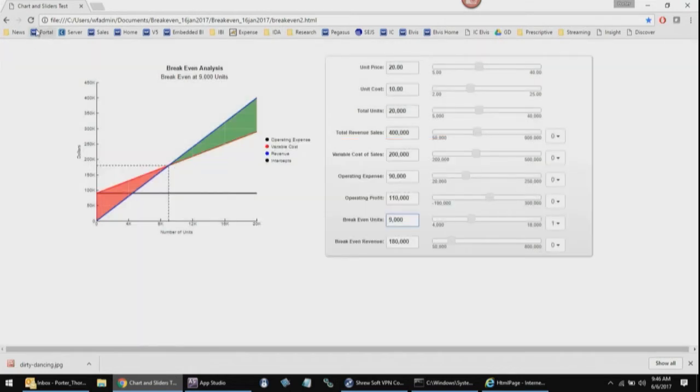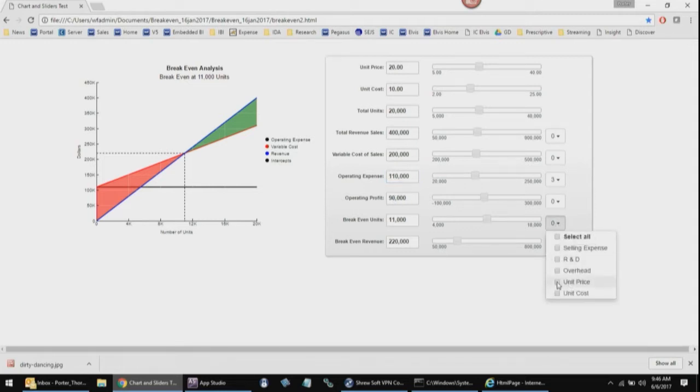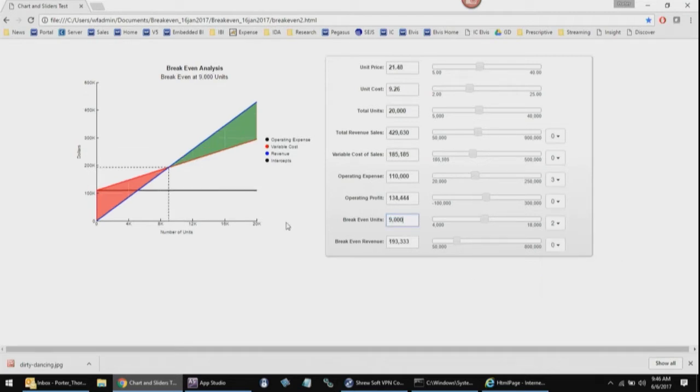And there's all sorts of other what-if scenarios we can do, like what would happen if my operating expenses went from 90,000 to 110,000? What would happen to my bottom line? Naturally, our profit goes down, and our break-even units actually goes from 9,000 to 11,000. So what can I do to get it back to 9,000? Could I get it back to 9,000 through an adjustment to the price and the cost? And I could, just a modest increase in the price, modest reduction in the unit cost. I could get back to that goal.